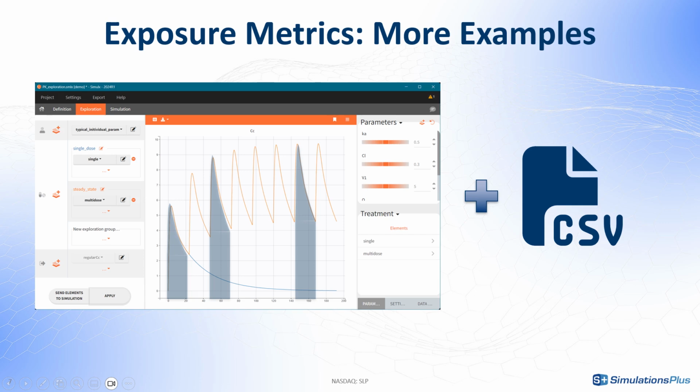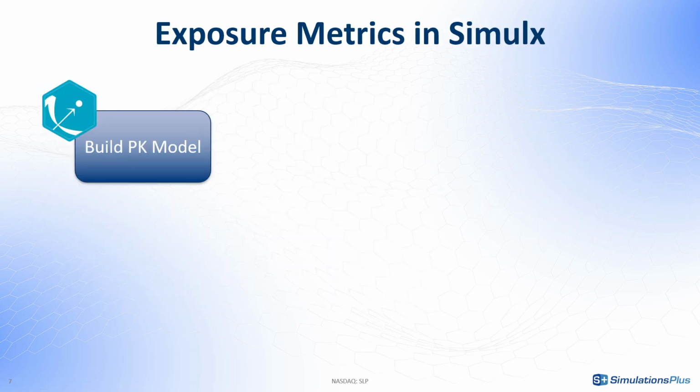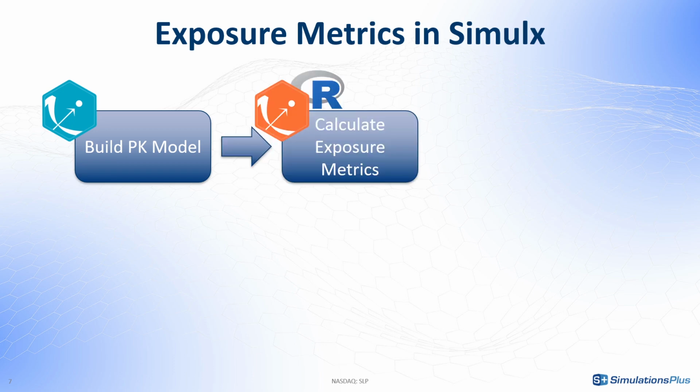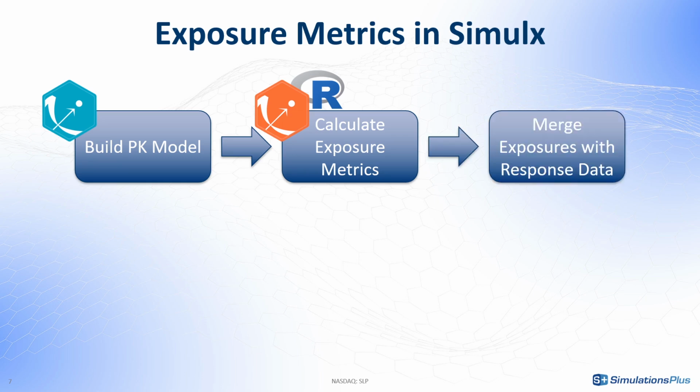So let me briefly explain how calculation of exposure metrics fits into an exposure response workflow. First, we build a PK model in Monolix. Then, we export this model to Simulx to calculate exposure metrics. We can calculate exposures directly in Simulx or simulate time concentration curves and calculate exposures outside of Simulx using tools like R. Finally, we merge the exposure metrics with PD or response data and then use them to build the exposure response model in Monolix.